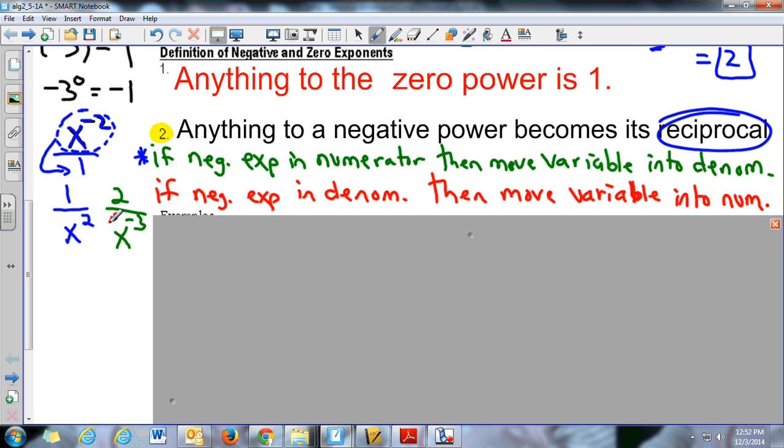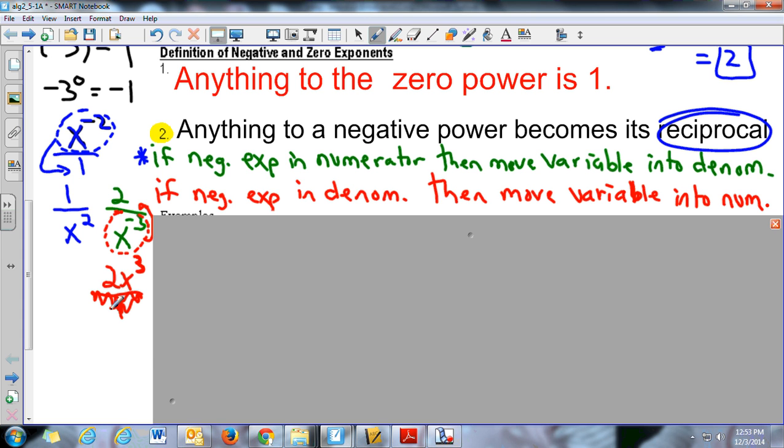So I'm going to take this x to the negative third. I'm going to bring it into my numerator. So my 2 stays put. My x comes up into the numerator. By doing that, my power becomes a positive. I can put it over 1. I can just leave it as it is and just call it 2x to the third power, and I'm all set. So those are the rules for 0 powers and negative exponents and when we divide.